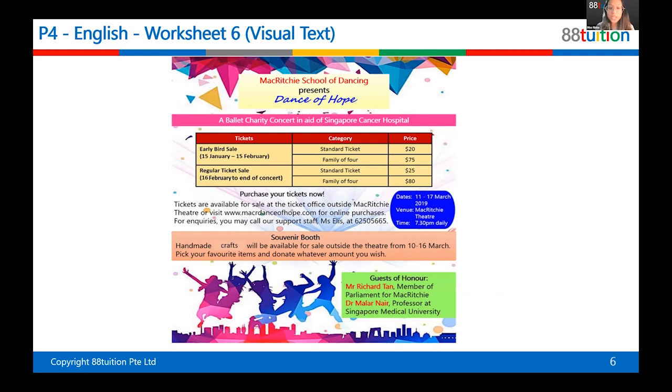It's in nature. So here is McRitchie School of Dancing. They are presenting Dance of Hope, which means they are the organizer, McRitchie School of Dancing, because they're presenting something. So they're the presenter. Now, question, very important, different sections of the visual text.